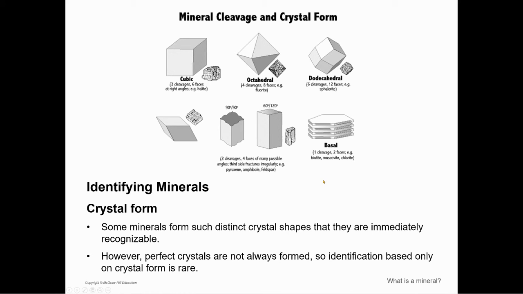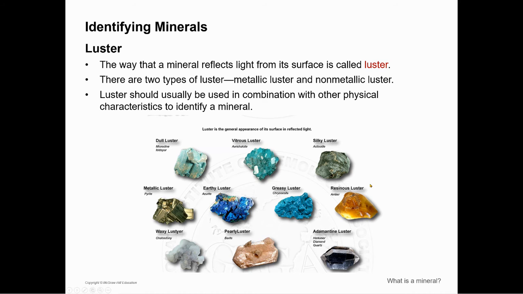So, crystal form is one way to identify, but if we can't get our complete answer, then we'll go on to the next step, which is luster. The way that a mineral reflects light from its surface is called luster. There are two types of luster: metallic luster and non metallic luster. Luster should usually be used in combination with other physical characteristics to identify a mineral.